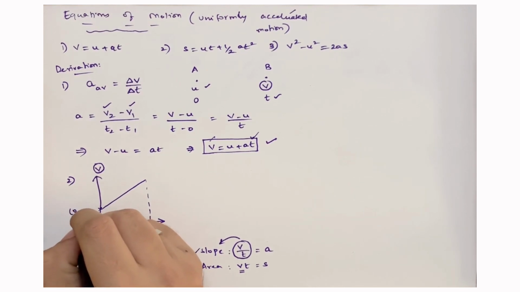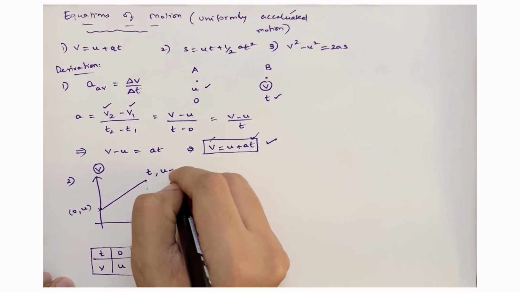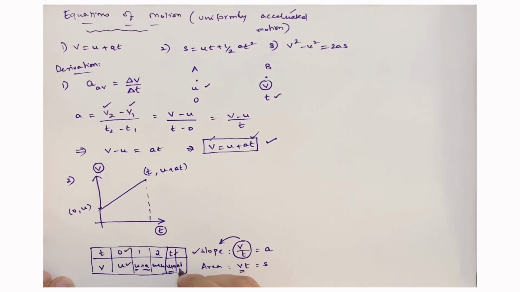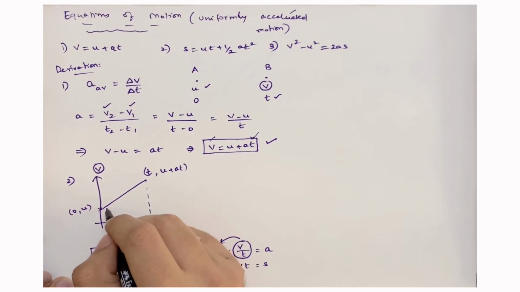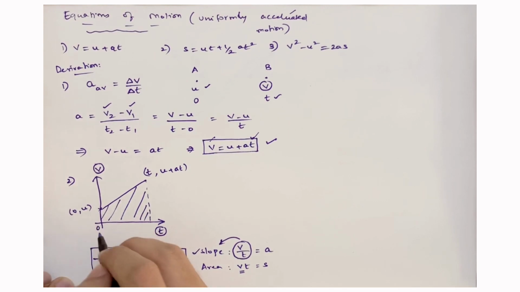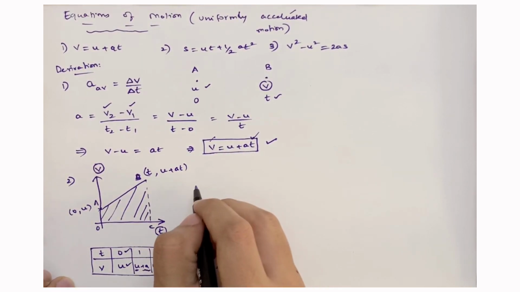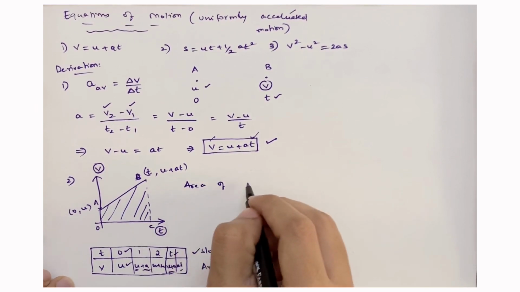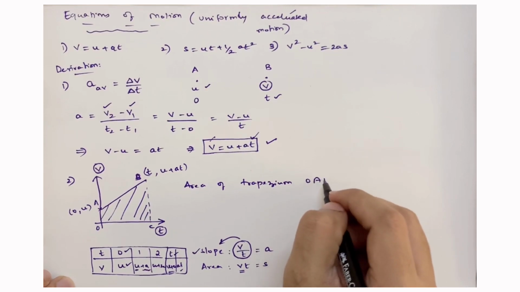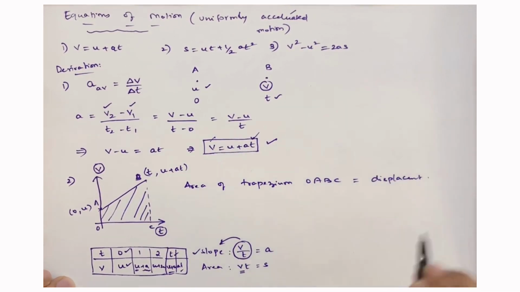Okay. So, to calculate the area, let us first take all these values. So, 0 comma u and t comma u plus at, all these coordinates I got from the table that we prepared. So, if you calculate this area, we are going to get the displacement, right. So, area of trapezium OABC is equal to displacement of the object, right?